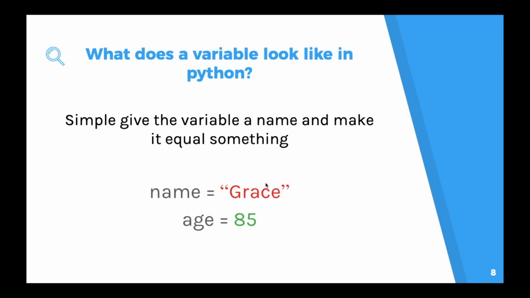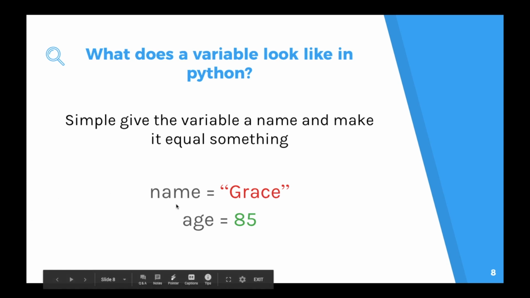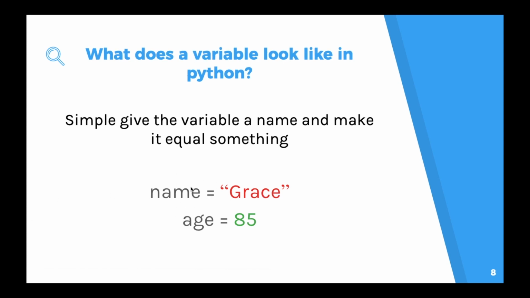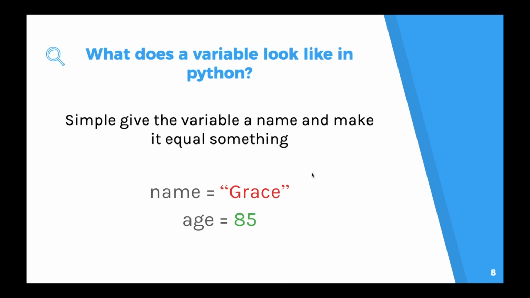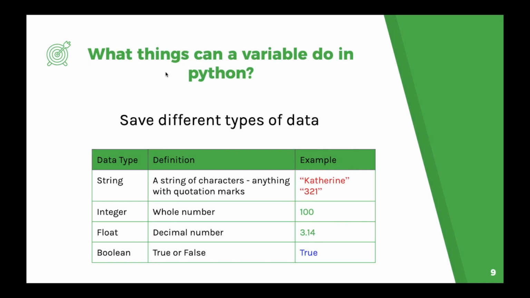So what does a variable look like in Python? Simply enough, you give the variable a name and make it equal to something. For example, I have name equals Grace. So this is the variable. It's called name, and it will contain the word Grace. My second variable is age. It's called age, and it will equal 85. We will practice in a few seconds.